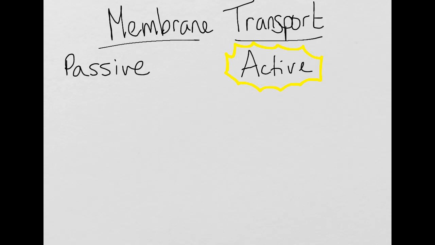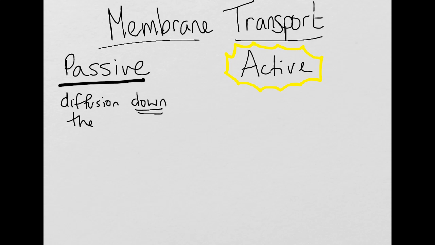So there are two big categories for membrane transport, and they are passive transport and active transport. With passive transport, you're looking at diffusion, down the concentration gradient. That means we're going from an area of high concentration to an area of low concentration.